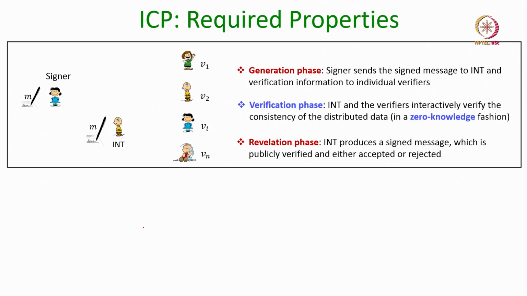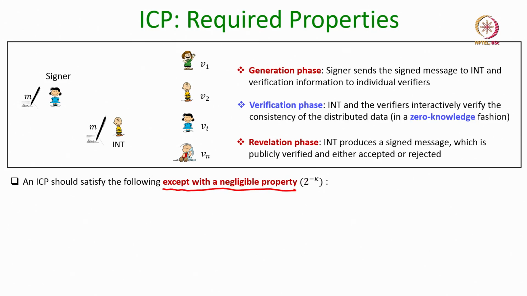Now, let us see the required properties. What are the properties which we require from an ICP? Okay. So, we require the following properties to be achieved with very high probability. That means, all these properties should be achieved except with some negligible probability. That negligible probability is 2 power minus kappa, where kappa is the security parameter.